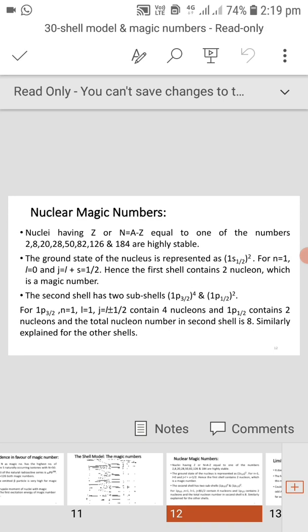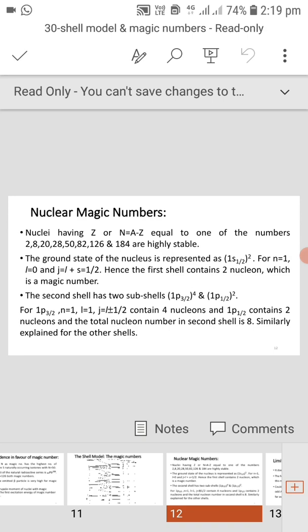Nuclei having Z or N equal to one of the numbers 2, 8, 20, 28, 50, 82, 126 and 184 are highly stable in nature. The ground state of the nucleus is represented as 1s squared for n equal to 1, L equal to 0, and J equal to L plus S, which is equal to half. Hence the first shell contains 2 nucleons, which is a magic number.